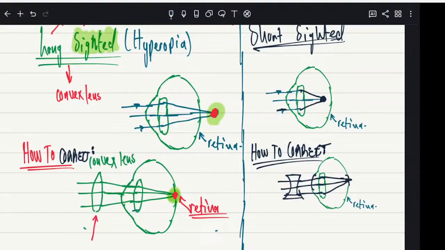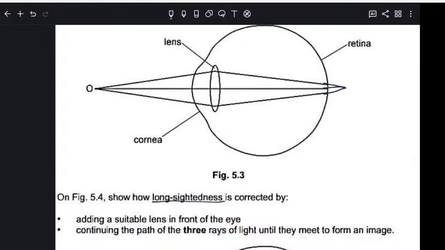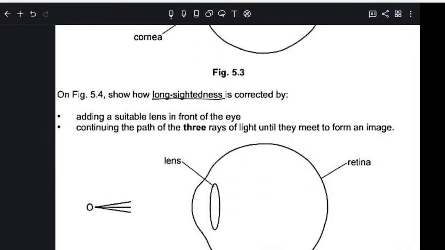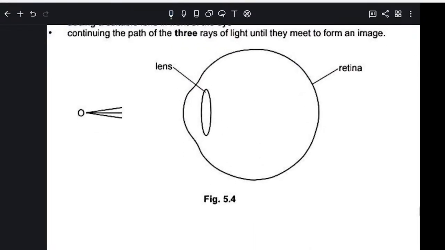Okay, now let's see the questions. Is this true? Are you there? This person is long-sighted, right? When we look at the diagram. So now, how do we fix it? That's the very first question. You see? They're asking what I was telling you. Now they're asking you as students, how are we going to help this person?